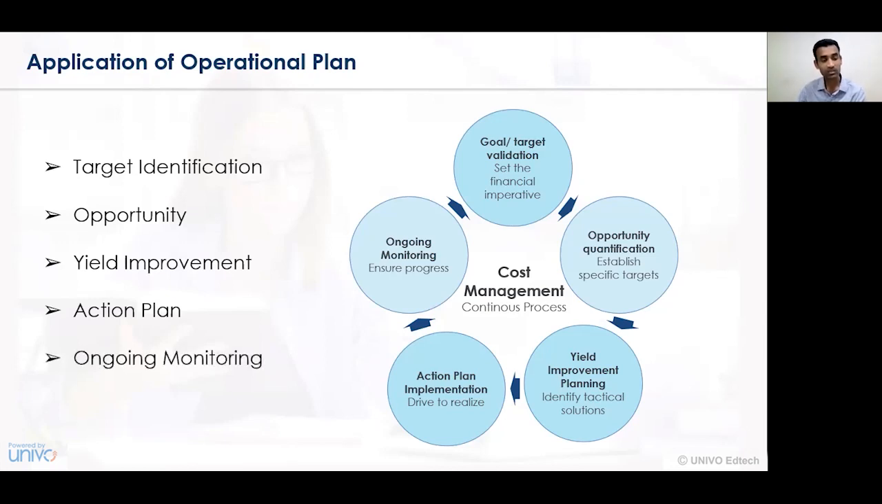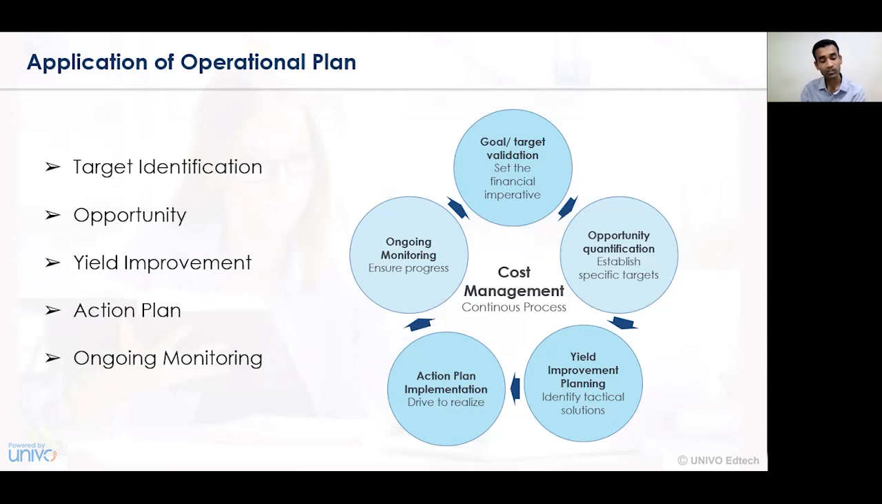And lastly, the final step in the applications of an operational plan is ongoing monitoring. There should be continuous, ongoing monitoring undertaken to ensure what the process is in the business organization, how the manufacturing activities have been undertaken, and whether those activities are being conducted in a better and more effective way or not.